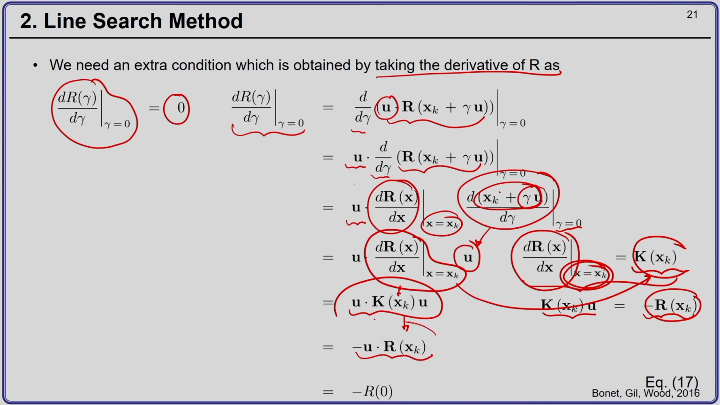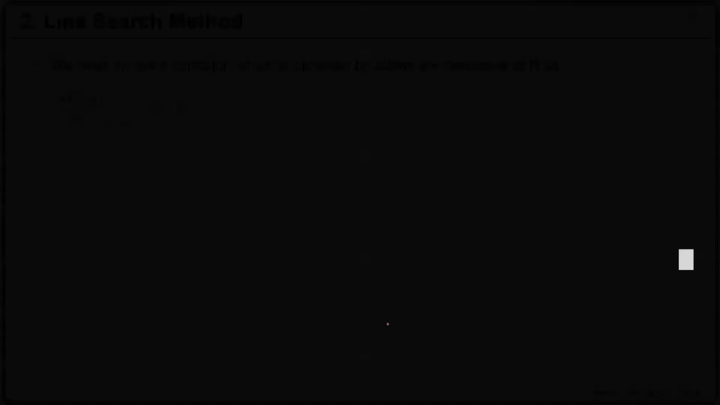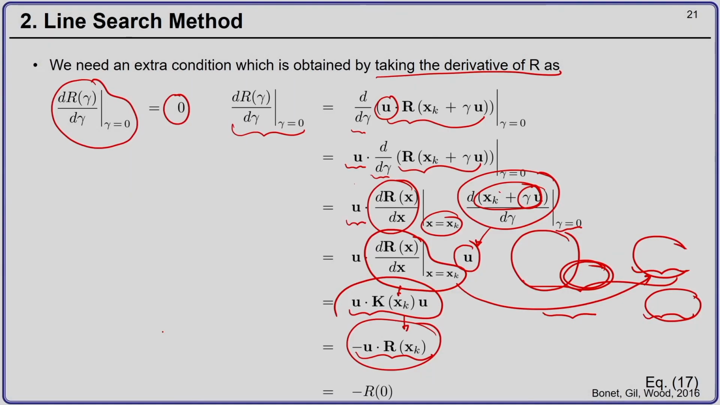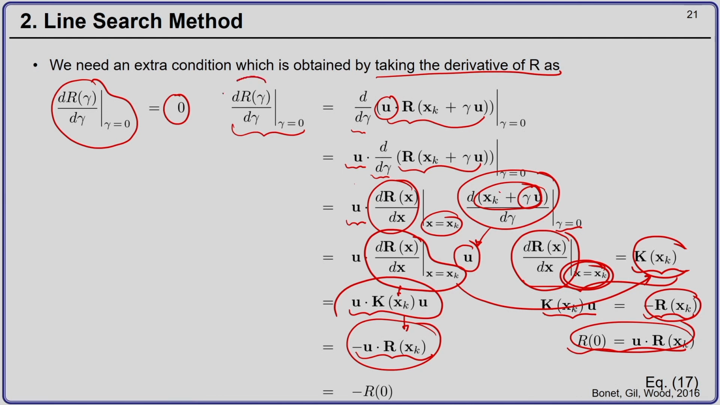Okay. And this we know from our previous equation number 15, that u dot r evaluated at the current position is nothing but r 0. So, u dot r at x k equals r 0, therefore the derivative of r with respect to gamma evaluated at gamma equal to 0 is nothing but equal to minus r 0. Okay. Now I have three conditions, and I am in a position to find the three coefficients of the quadratic equation A gamma square plus B gamma plus C.